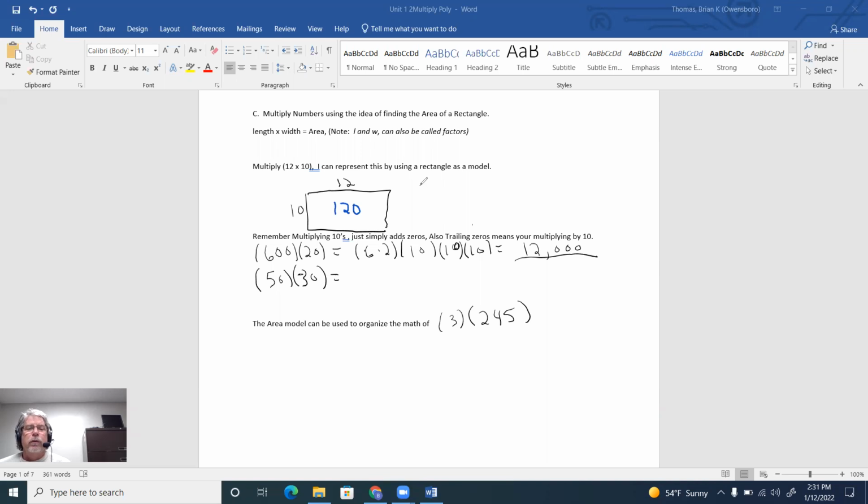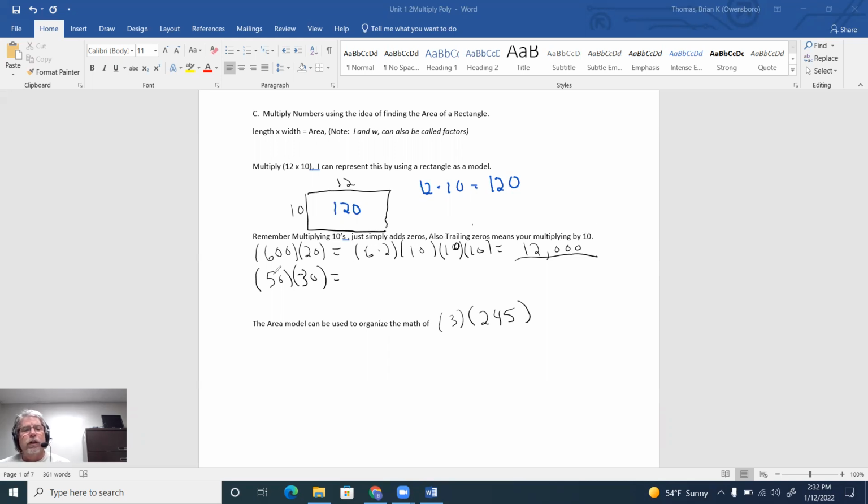Now remember, when you have 12 times 10, we learned that when you multiply by 10, I can do that rather quickly because multiply by 10 just means add on a 0. So that just becomes 120 without a whole lot of effort. So some things to recall: when you're multiplying by 10s, you're really just adding zeros to the end of the value. Something else to pick up on though is trailing zeros mean you're multiplying by 10.